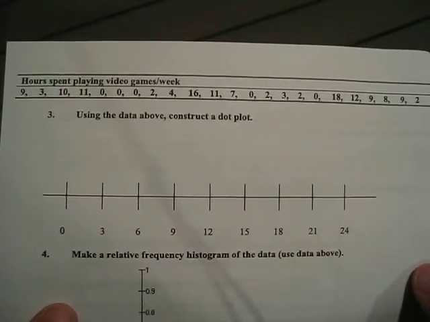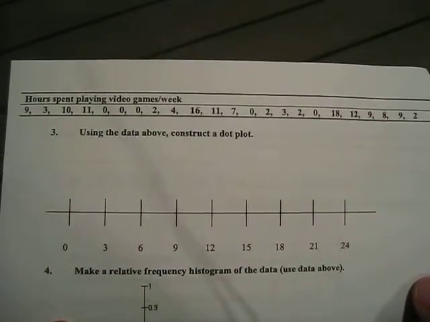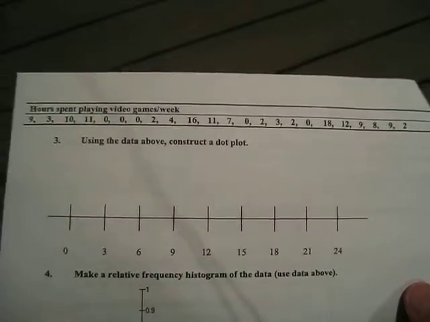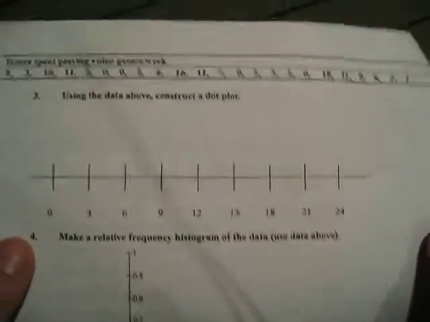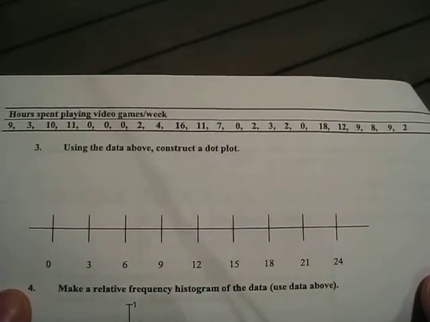And here we are on page 2 of the review ditto. What we're going to do here is make a dot plot of the data above and then put it on a relative frequency histogram. Now the first thing you should do is take a look at the data and put it on the dot plot.